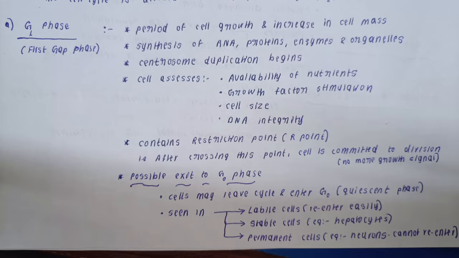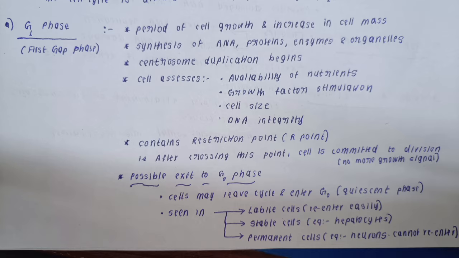So this is the period of cell growth, and there is an increase in the cell mass. So basically here synthesis of RNA, proteins, enzymes, and organelles takes place, and centrosome duplication also begins in this particular phase. And here the cell assesses the availability of nutrients, growth factor stimulation, cell size, and DNA integrity. So it contains the restriction point.